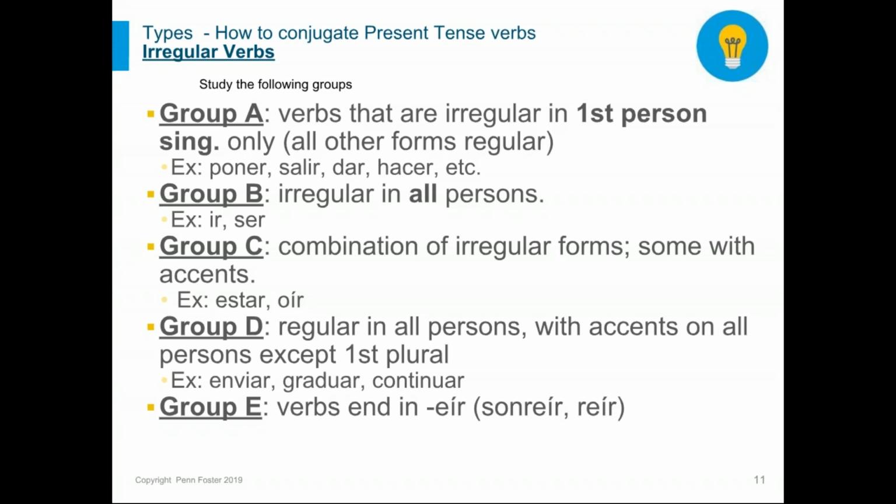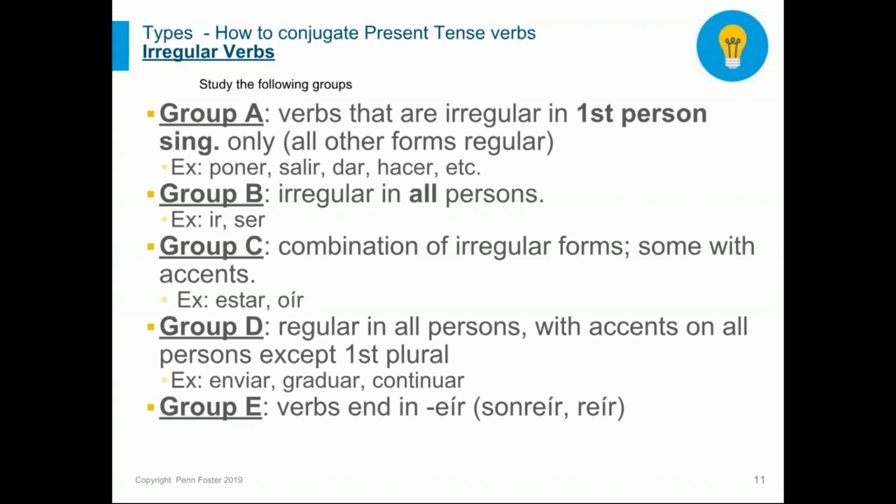As we move on, any irregular verb that's considered group C has both an irregularity to it and some written accent marks. As you can see above the letter I, if you're not too familiar with what an accent mark is in Spanish, it's that little dash, little diagonal mark above a vowel. Not every vowel has them, but some do, and these conjugations will include some accent marks, as you'll see on the next couple slides.